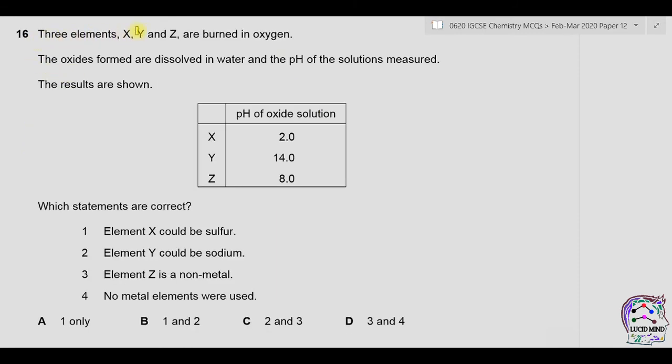Question 16. Three elements X, Y and Z are burned in oxygen. The oxides formed are dissolved in water and the pH of the solutions is measured. The results are shown. The pH of X oxide is 2, the pH of Y oxide is 14 and the pH of oxide of Z is 8. Which statements are correct? Now usually metal oxides are basic in nature, so therefore the pH of metal oxide should be higher, while non-metal oxides are acidic in nature and the pH of non-metal oxides should be lower.